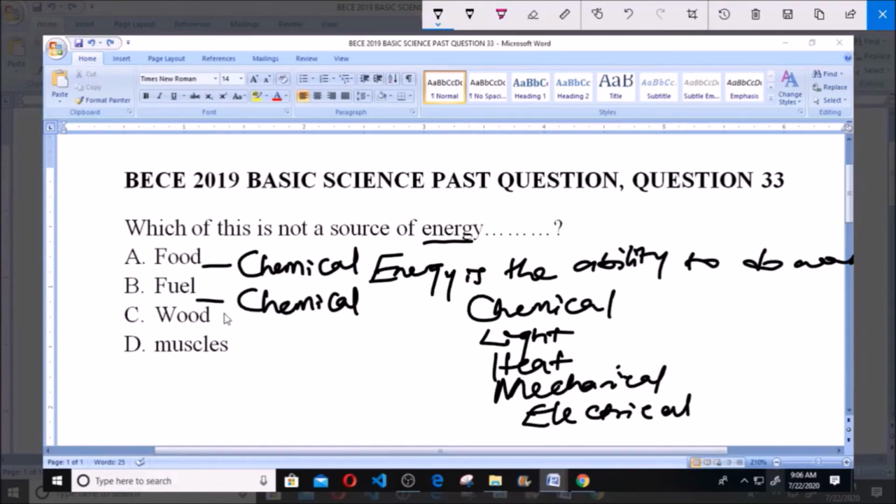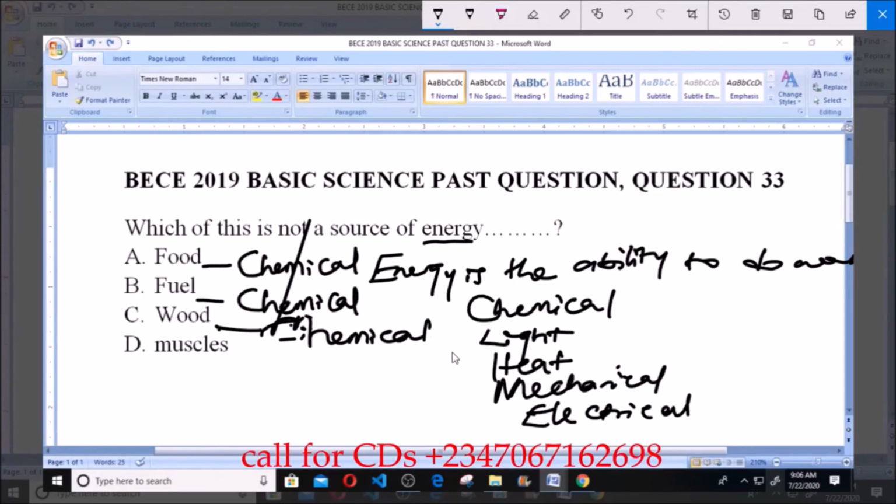Then C says wood. Wood also is a source of energy, which is chemical energy, because when you ignite wood or when you burn wood, energy is produced. Light energy is produced, even heat energy is produced. So wood is a source of energy.